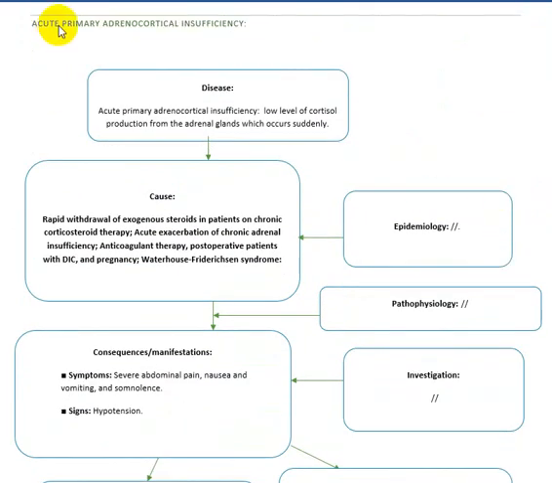So, acute primary adrenal cortical insufficiency, or acute primary adrenal insufficiency. This is a particular disease with a low level of cortisol production from the adrenal gland which occurs suddenly. So you see the word acutely. Primary adrenal cortical insufficiency comes from the adrenal cortex, so you have a sudden low level of cortisol from the adrenal cortex itself.